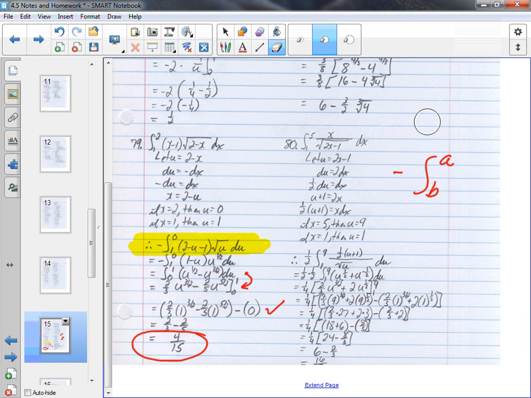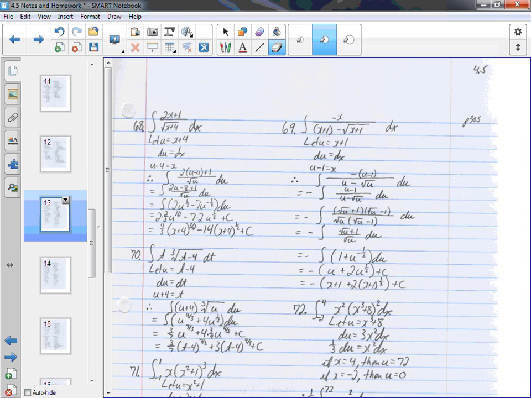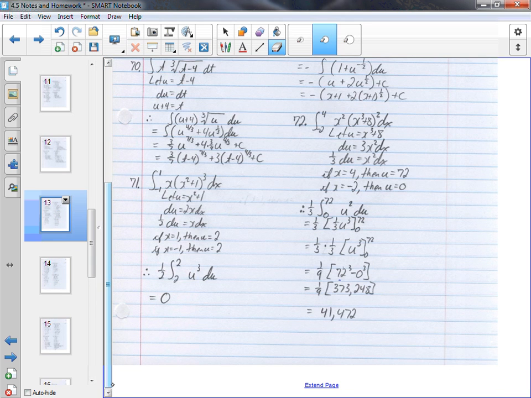All right, does that take care of 79? What do you want to see next? 72? Kristen, which one do you want? Which one? 88. All right, 72 and then 88. 72. All right, same directions. Find the definite integral.